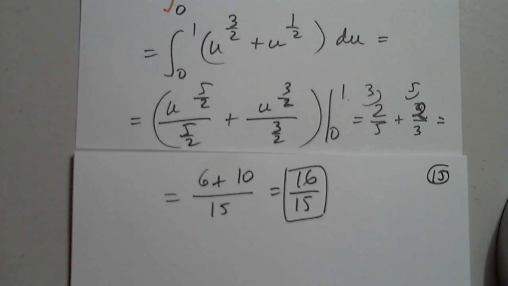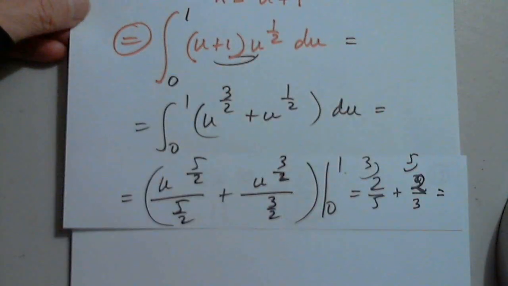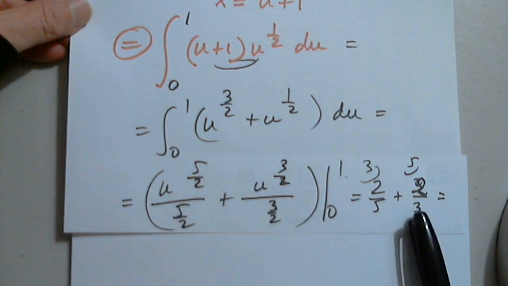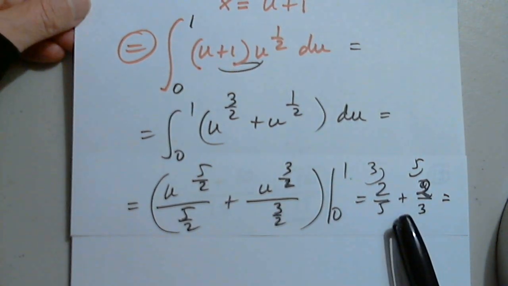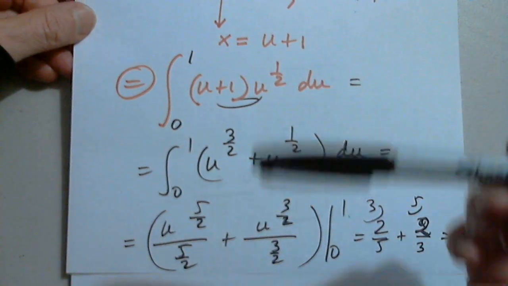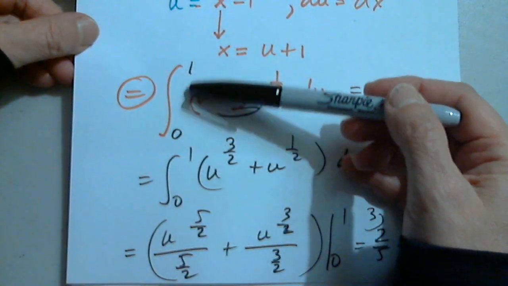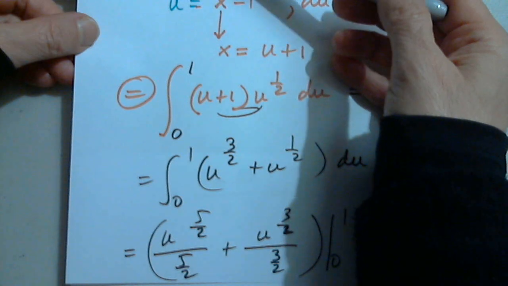So again, 2 key elements here. We do not go back. The answer is a number. It will be the same number no matter which variable you use. Number 2, we can never copy the limits of integration. Not possible.